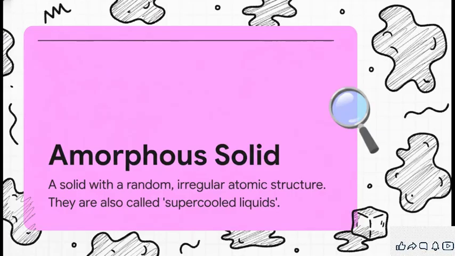Now, let's completely flip the script and talk about amorphous solids. The name itself actually comes from the Greek for without form, which kind of says it all. There's no crystal lattice, no long-range order, nothing. But physicists have a much, much cooler name for them: supercooled liquids.